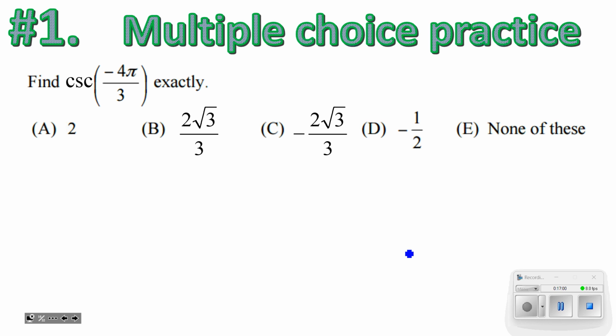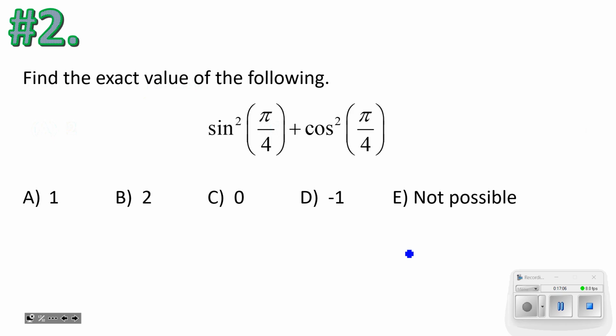All right, answer number one is B. You want to find sine at that angle and then flip it. Answer number two is A. That is a fundamental Pythagorean identity, but if you didn't remember that, you could also square each value and add them and get one.